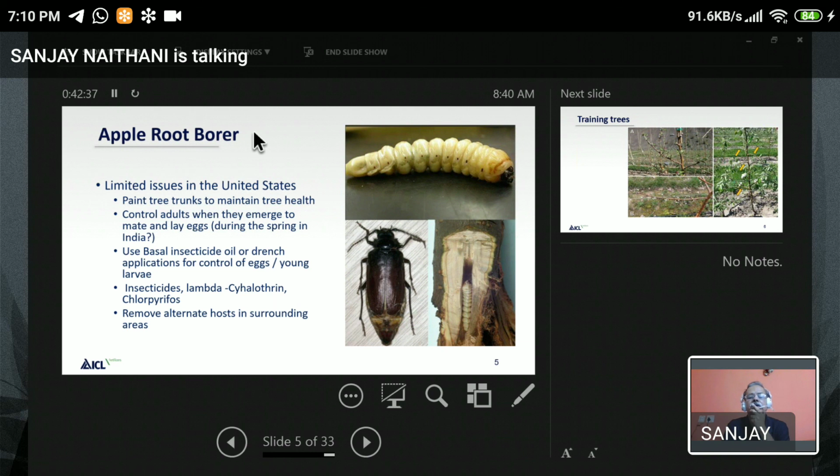Yeah, actually, in India there are two basic fungal formulations. One is Metarhizium and the other is Beauveria bassiana. And I just wanted to know if any of these is being used in the US.